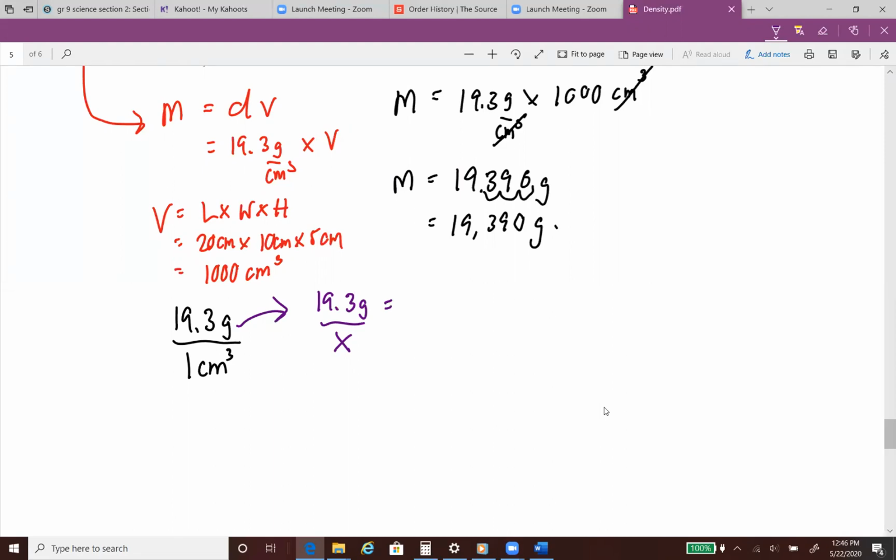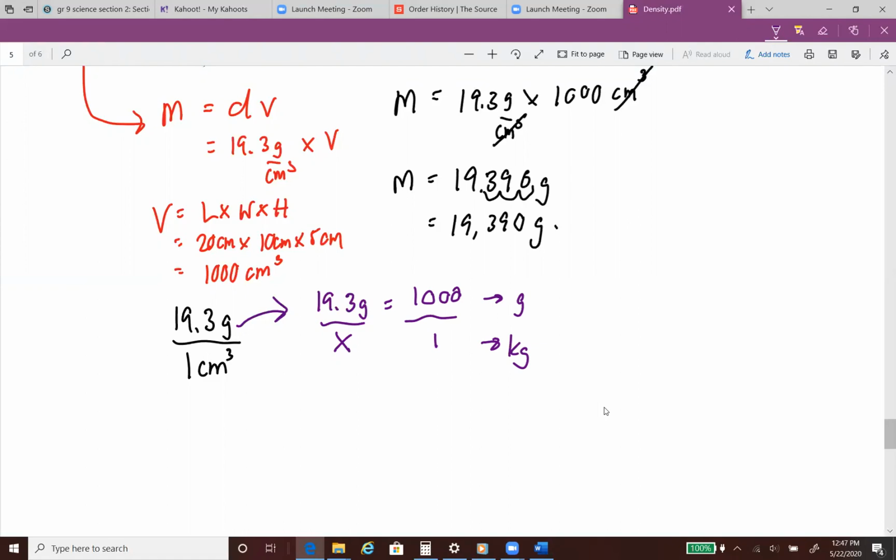Just to reiterate, I'm going to put grams on top and kilograms on the bottom. Here's what I know. If I Google how many grams in a kilogram, it comes up that there are 1,000 grams in 1 kilogram. So that's the ratio: 19.3 over x equals 1,000 over 1.